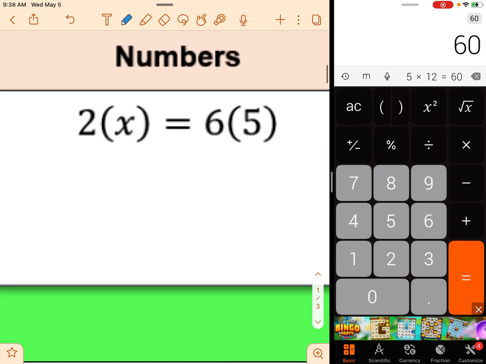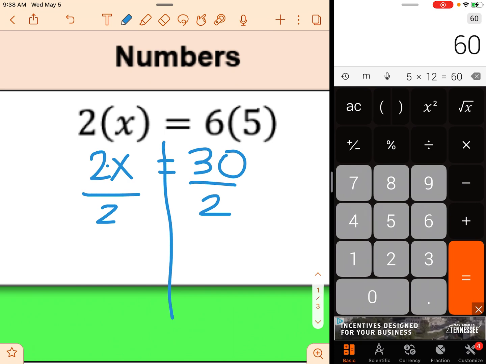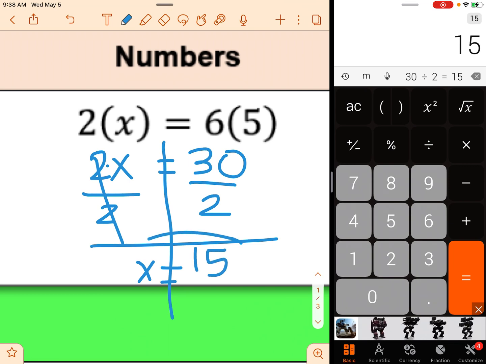So now let's actually get started. 2 times x is just 2x, and that's equal to 6 times 5, which is 30. Now this is where we draw the line down our equal sign, and we want x by itself. Right now we have 2 times x. Remember, we do the opposite of multiply, which is divide, so we are going to divide both sides by 2. Our 2's cancel out. We're left with just x on the left-hand side. 30 divided by 2, if you didn't know, you could use your calculator, and you would get 15. So x is equal to 15.